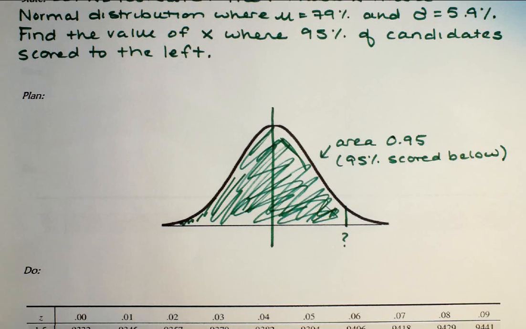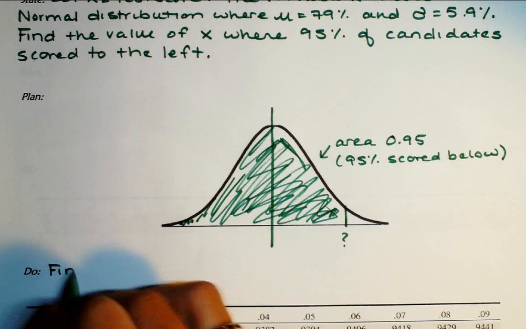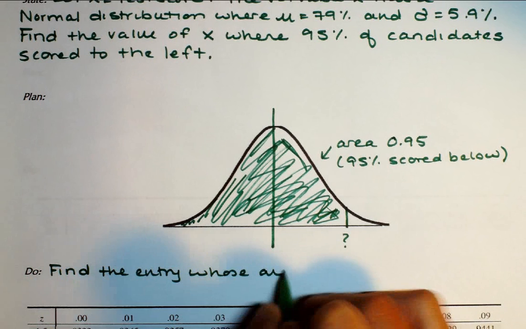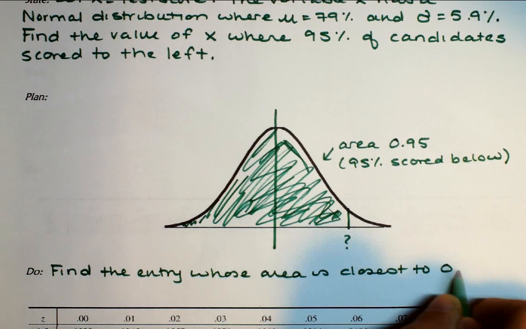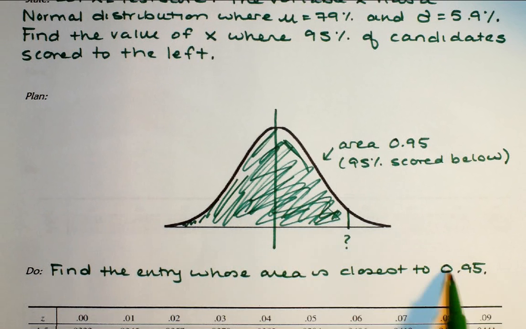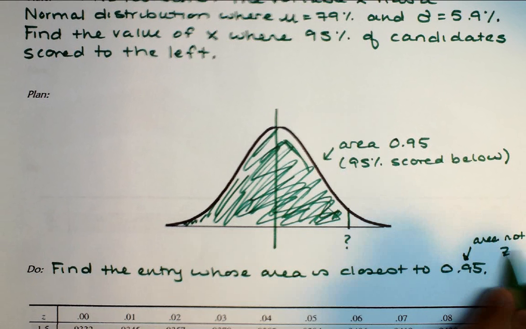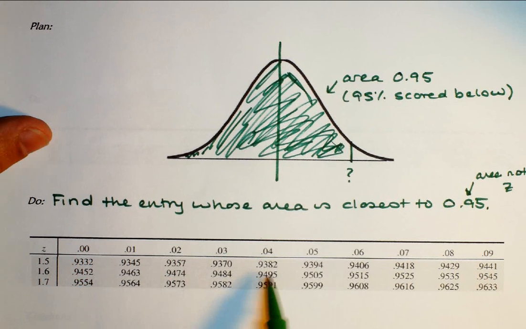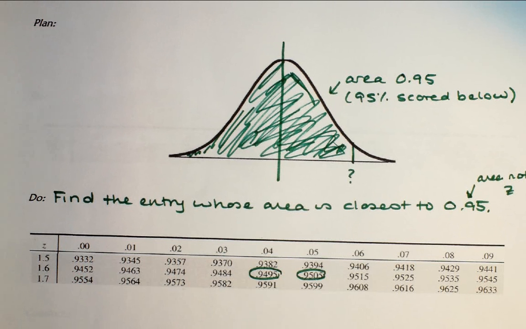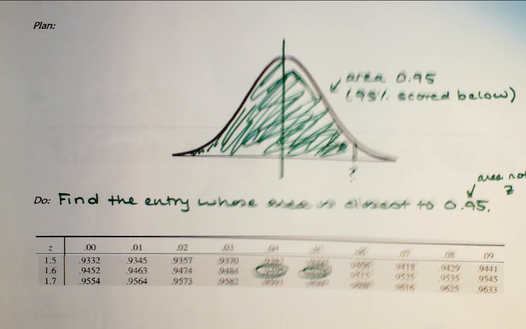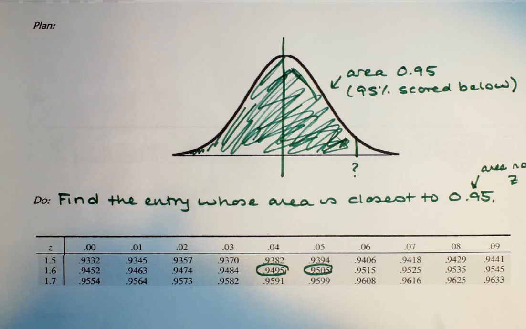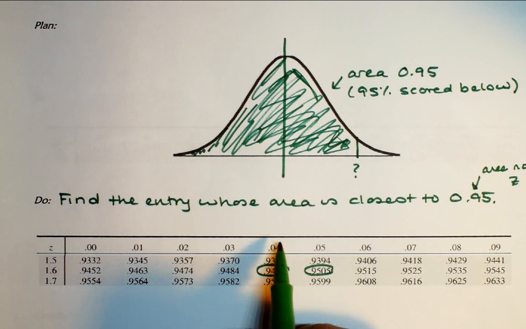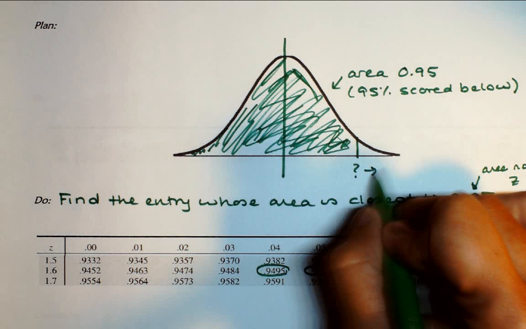So our plan is we're going to go into the table and find the entry whose area is closest to 0.95. Remember, 0.95 is not a z-score, 0.95 is the area. That means that we're looking in the table at the middle part, not the outside part. So the entry whose area is closest to 0.95 could be this one, it could be this one. Since they're both equally close, it doesn't matter which one you choose. I'm going to choose 0.9495, because the corresponding z-score here is 1.6 and then 0.04. So to get this, your z-score would have to be 1.64.